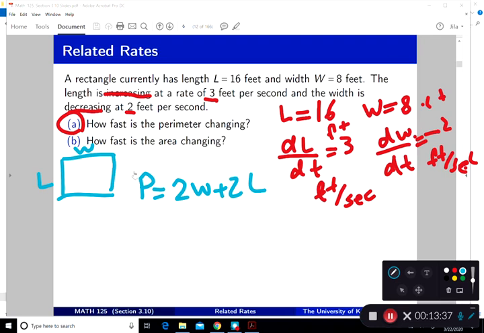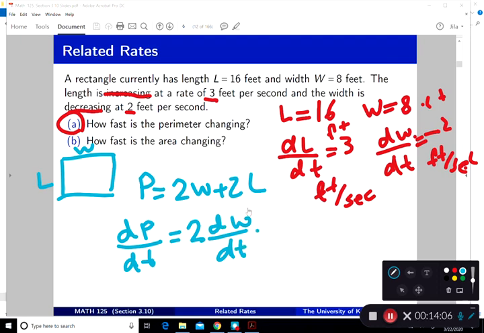And so here I'm going to take the derivative of P with respect to time, which is equal to 2, the constant, times the derivative of W. There's no composition going on in there, so it's dW/dt. And now it's 2 times dL/dt. Again, no trivial composition, so I get this.